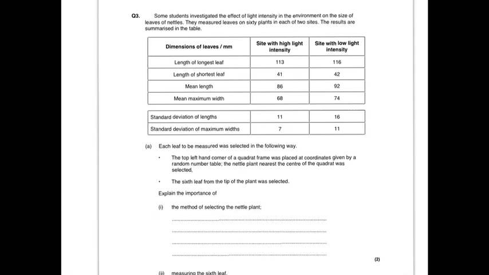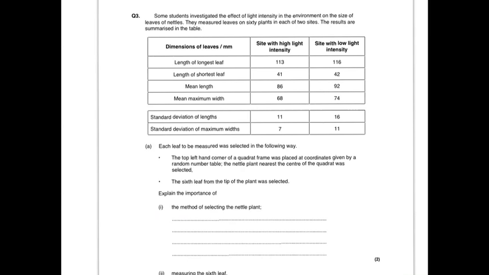So you've got the site with the highest light intensity and the site with the lowest light intensity. They're measured in millimetres: the length of the longest leaf, the length of the shortest leaf, the mean length, the mean maximum width, and then the standard deviation of the lengths and the standard deviation of maximum width.